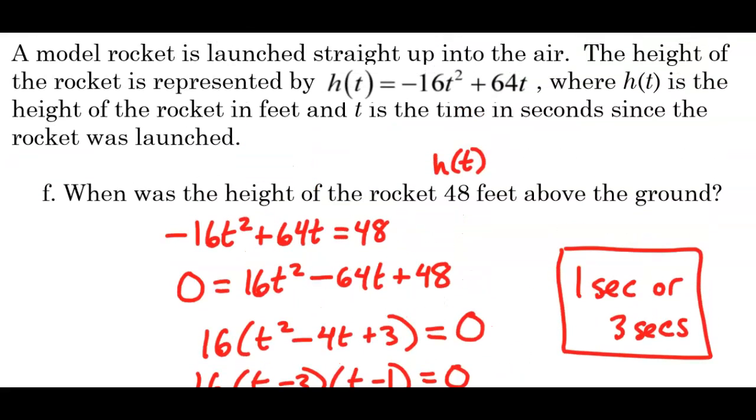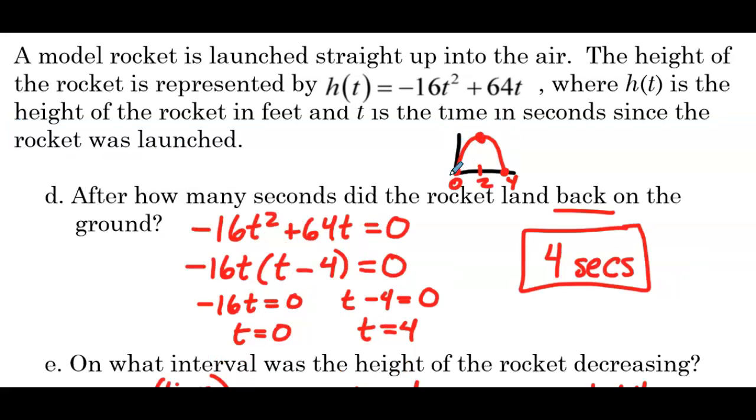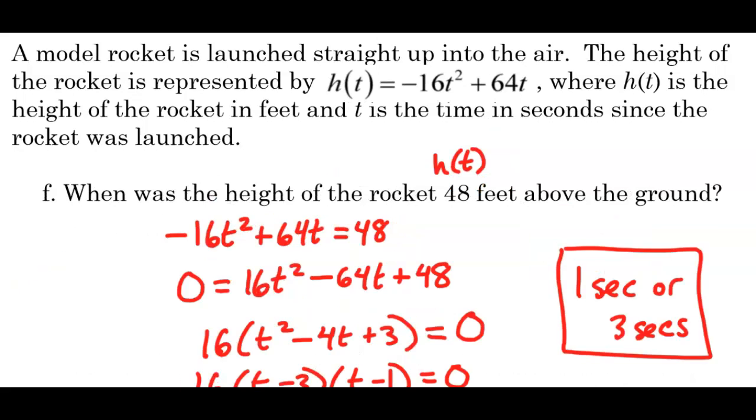If we went back to our diagram, looking at the height, the y is the height, x is the time. 48, that's going to be there and there, at 1 and 3. So it hits that height on the way up to the maximum point and on the way down. That's why we found 2 t-values.